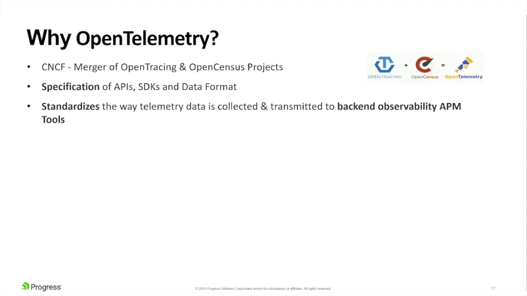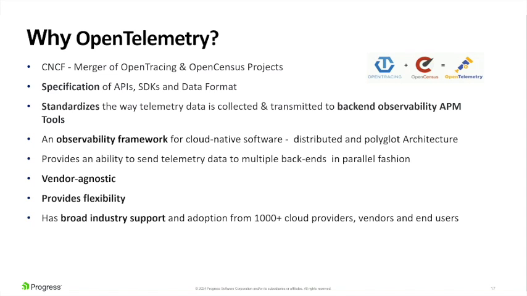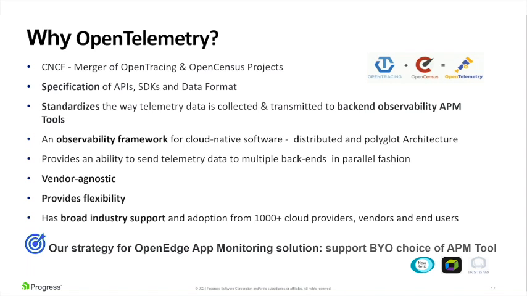OpenTelemetry is the result of a merger of OpenTracing and the OpenCensus projects. It has the specifications we need for APIs, SDKs, and data formats, and it standardizes the way telemetry data is collected from a front end and transmitted to a back end observability APM tool. It is an observability framework for cloud-native software in a distributed and polyglot architecture, and it provides the ability to send telemetry data to multiple backends in parallel fashion. It's vendor agnostic, it provides flexibility, it has broad industry support and adoption from over 1,000 cloud providers, vendors, and end users. And therefore, we have embraced it as our strategy for the OpenEdge application monitoring solution. In essence, we're going to support a bring your own choice of APM tool.